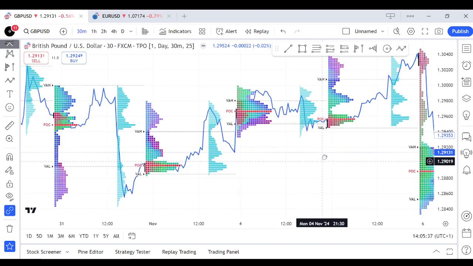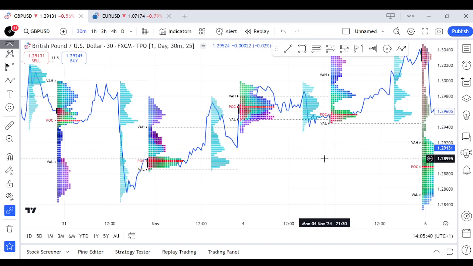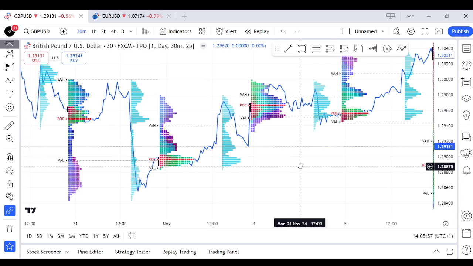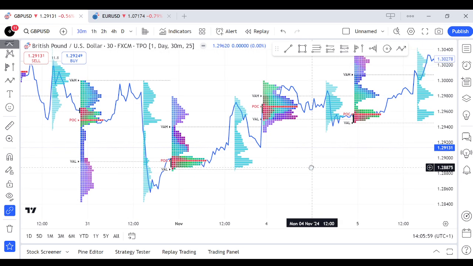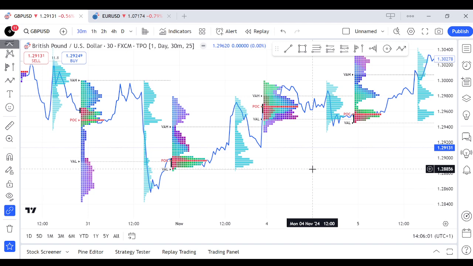So first is identifying value areas and fair price. This is how you can use the market profile in your trading. You can use it by identifying value areas and fair price. So you look for trades when price moves away from the value area, potentially signaling the start of a trend, or when it returns to the value area, indicating a possible reversion to the mean.